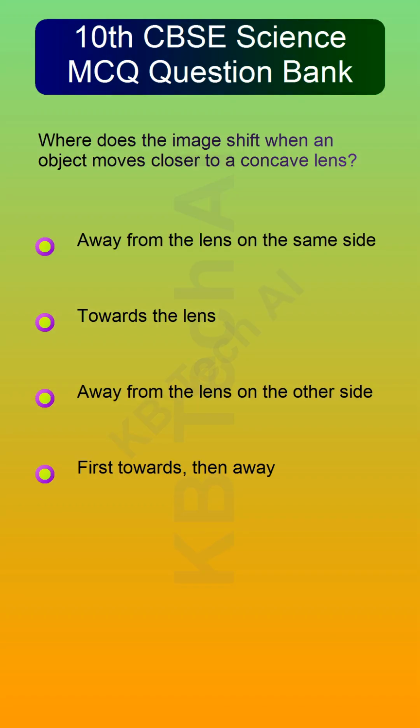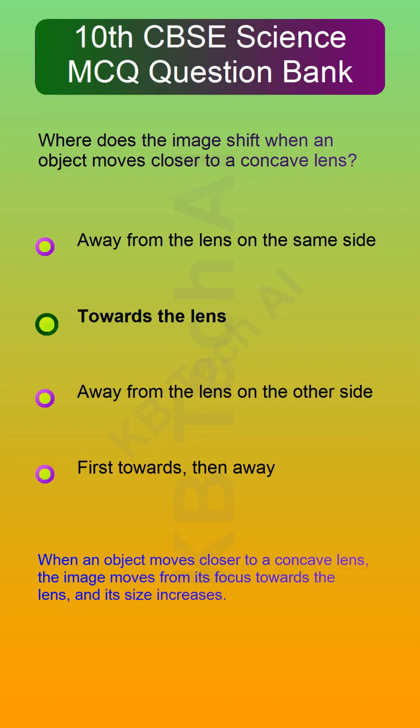Where does the image shift when an object moves closer to a concave lens? Option 1, away from the lens on the same side. Option 2, towards the lens. Option 3, away from the lens on the other side. Option 4, first towards, then away. The answer is option 2, towards the lens.